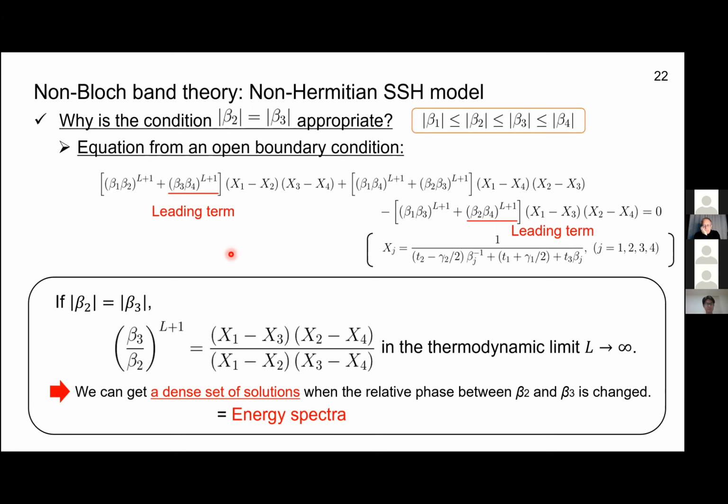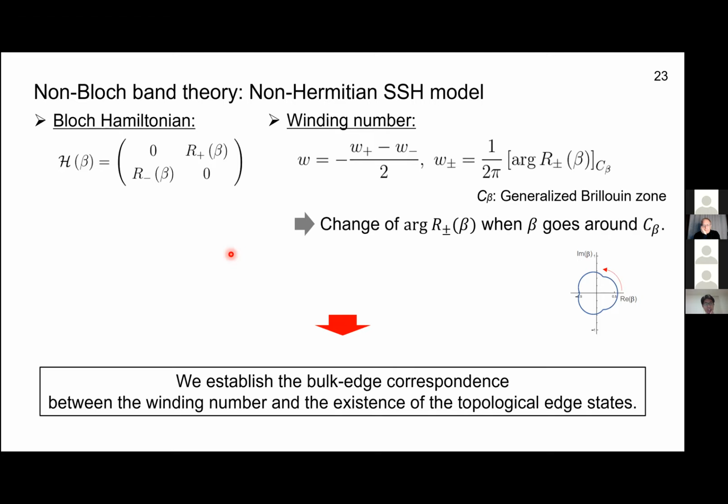Okay, so finally, in the non-Hermitian SSH model, we explained the Bloch correspondence in this system. From the Hamiltonian of this system, we can define the winding number in this form. The notation means the change of the argument of the function R plus minus when beta goes around the generalized Brillouin zone in a counterclockwise way.